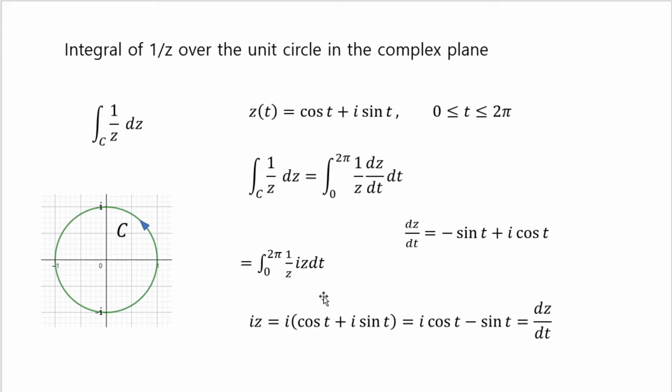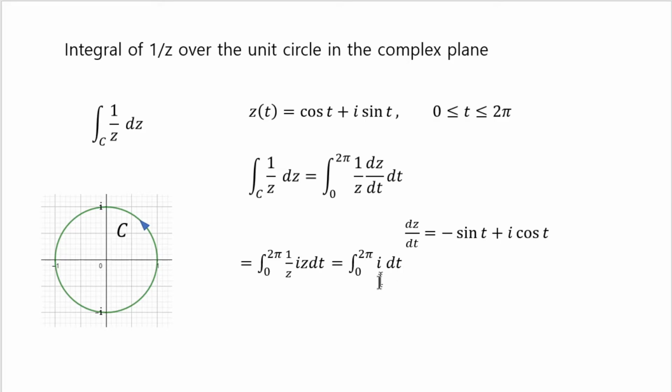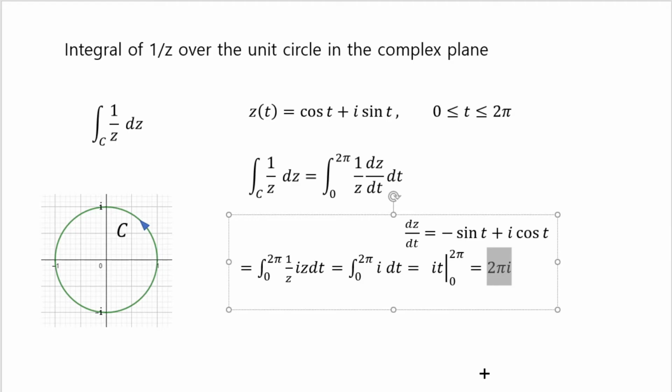So what does that mean? That means that this integral is 1 over z times iz, and z cancels, and that implies that you're simply integrating i dt from 0 to 2 pi. And if you integrate i from 0 to 2 pi, because this is a constant, the antiderivative is it, and you plug in 2 pi and 0, and the result is 2 pi i. Right? So that's the surprising result.